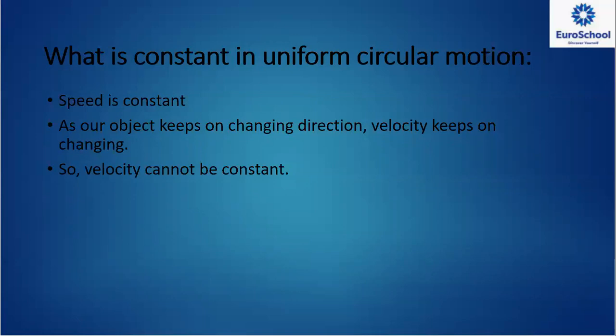Even if the magnitude is the same as speed, we cannot consider it as uniform velocity because direction is changing continuously. So we can clearly say that velocity cannot be constant in uniform circular motion. Speed is constant. So what is constant in uniform circular motion? Speed is constant, but velocity is not constant in uniform circular motion. Very important point.